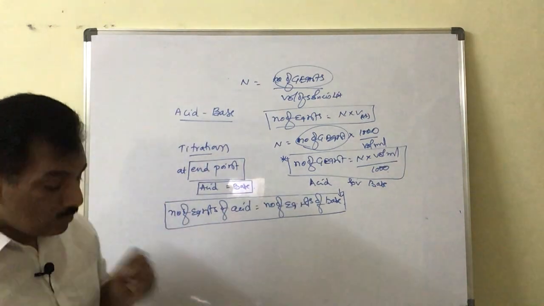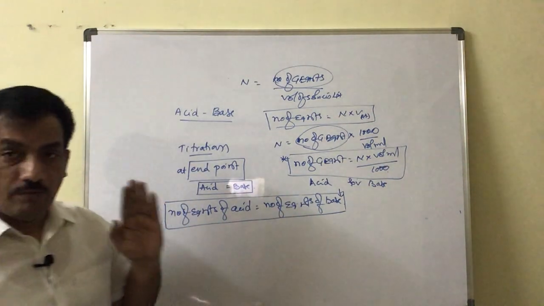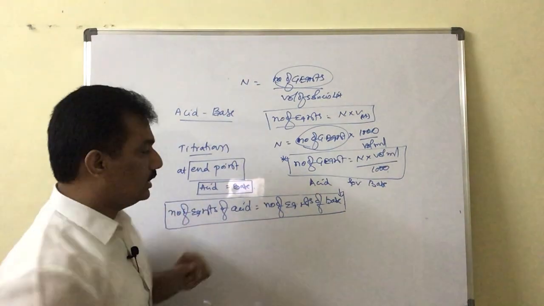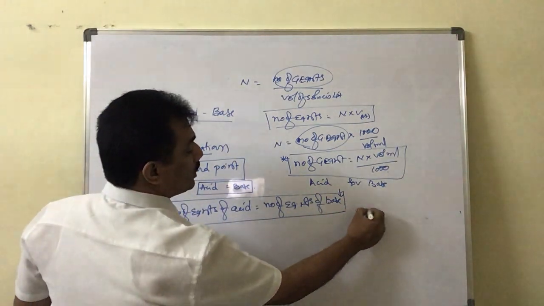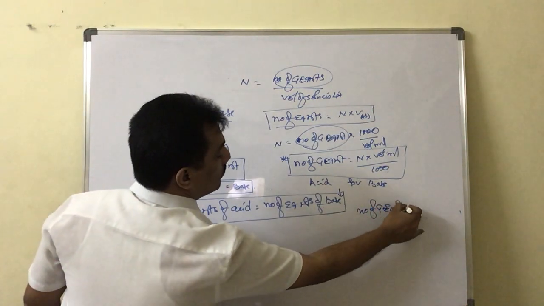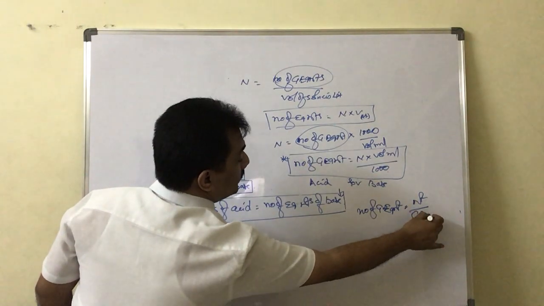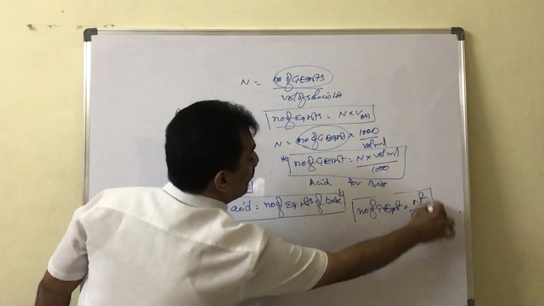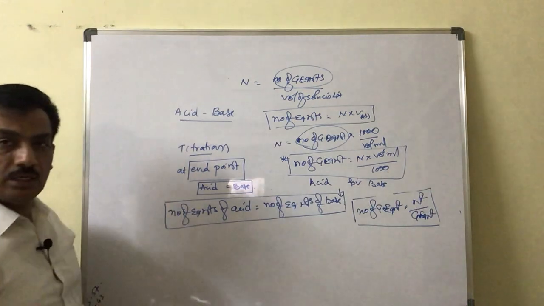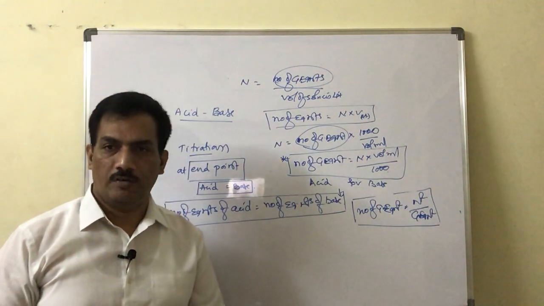And now one more formula to calculate the number of equivalent weights is from weight or mass. It is nothing but the number of gram equivalent weights is equal to weight by gram equivalent weight. This is another formula. The weight of the substance by the gram equivalent weight will give the number of gram equivalent weights.